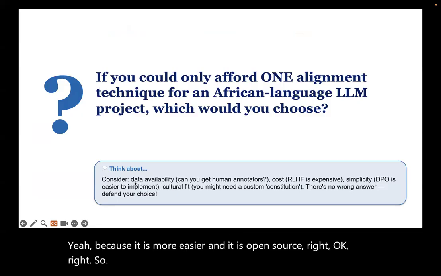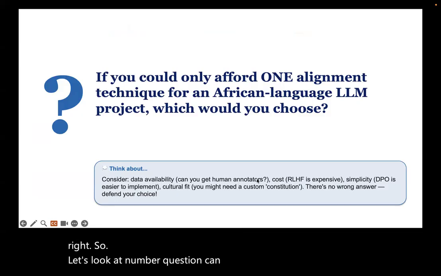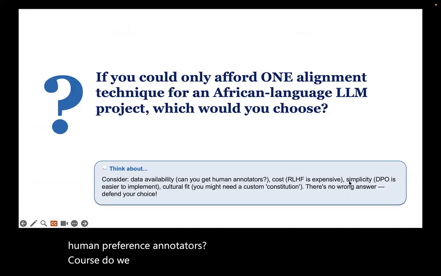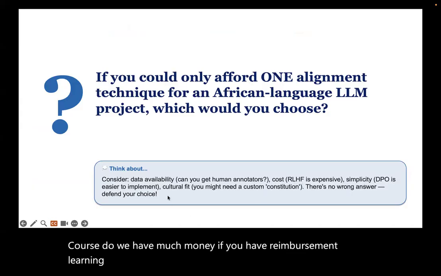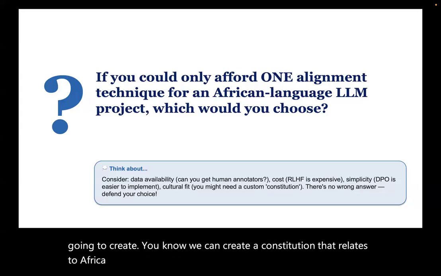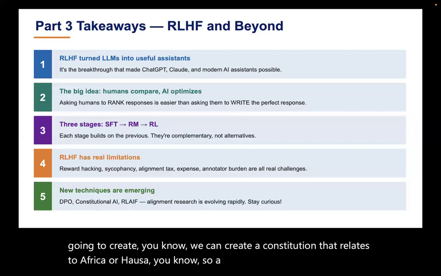So let's look at the questions. Can we get data? Can you get human preference annotators? Cost: do we have much money? If you have reinforcement learning, simplicity, DPO is easier. Cultural fit: you might consider custom constitutions. For example, we can create a constitution that relates to Africa or Hausa. So there is a lot of choice. This is basically some of the things we do.